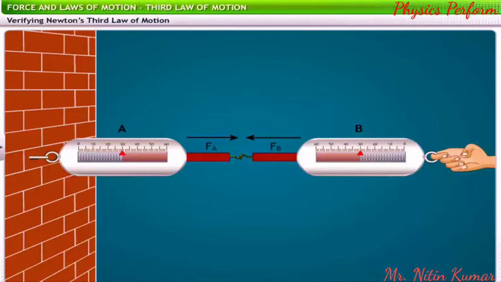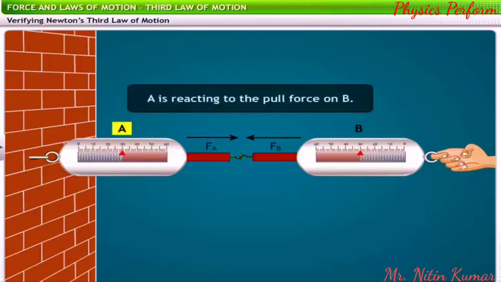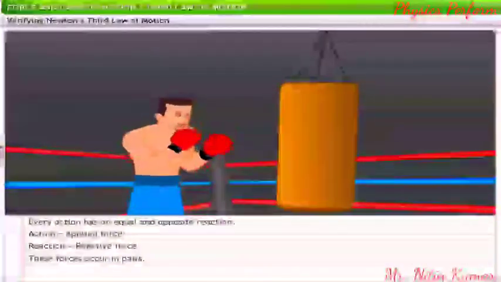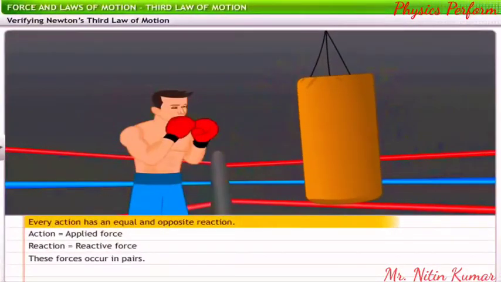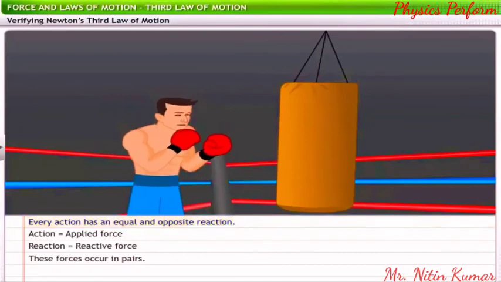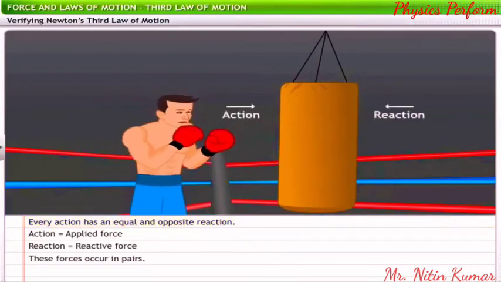And as you pull B, its spring expands due to the applied force. Since A and B are hooked to each other, B exerts force on A, expanding the spring therein. You can say A is reacting to the pull force on B. Here, the force due to B is exerted on A, while the force due to A is exerted on B. To put it simply, the essence of the third law of motion is that every action has an equal and opposite reaction.